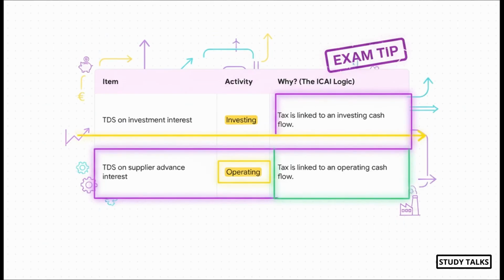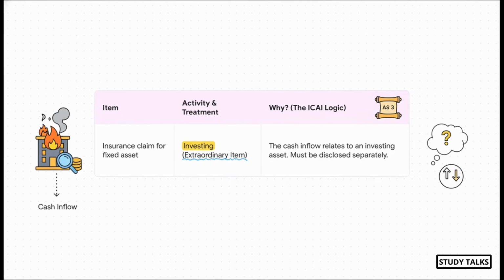And what about tax? The rule here is actually pretty simple. The tax follows the transaction. Just think of it like this. The tax payment is directly tied to whatever caused it. So if tax is deducted on interest you earn from an investment, that tax is an investing outflow. If tax is deducted on interest related to a supplier advance, which is an operating item, then the tax is an operating outflow. Easy.